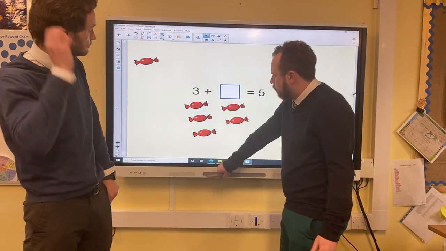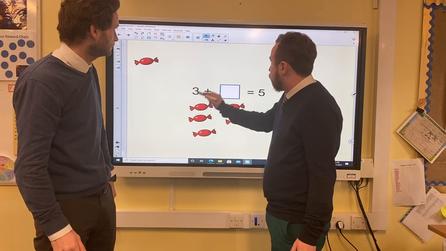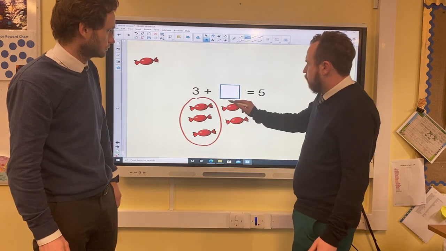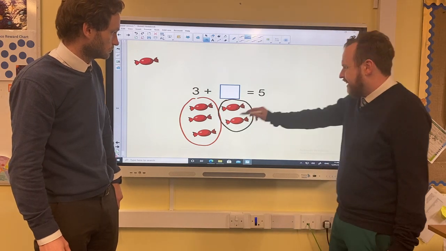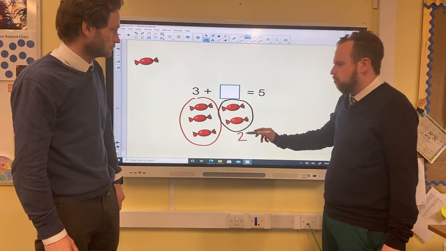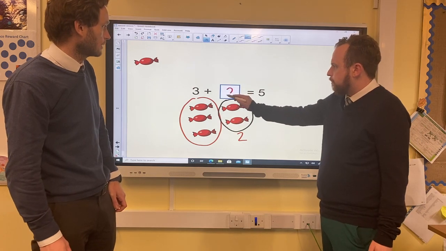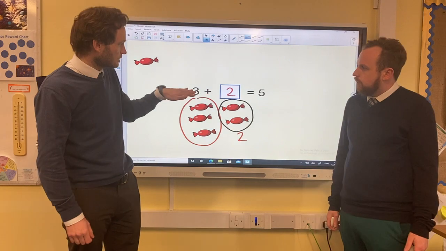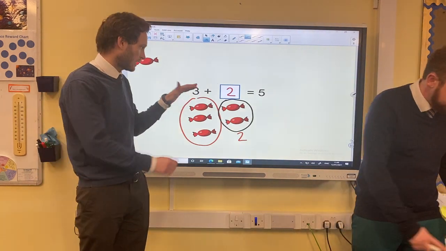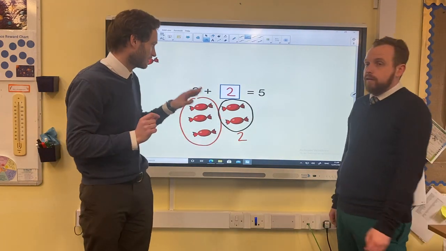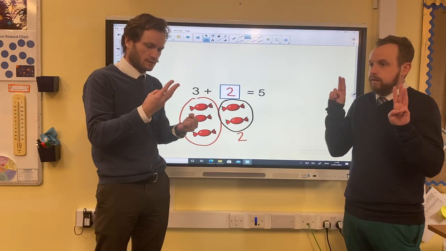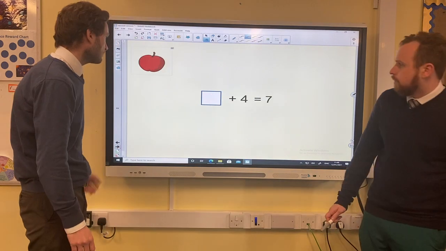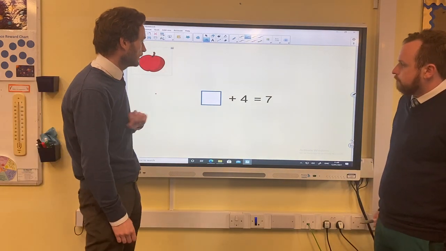Well, we had 3, right? Those are the ones we had. That's what we had to add to get to 5. So we had to add 2. That's right. So the answer there would be 2. 3 add 2 equals 5. It's worth always checking that because it's easy to write in the wrong answer. So 3 add 2 equals 5. Lovely.